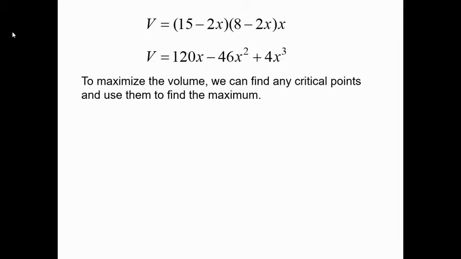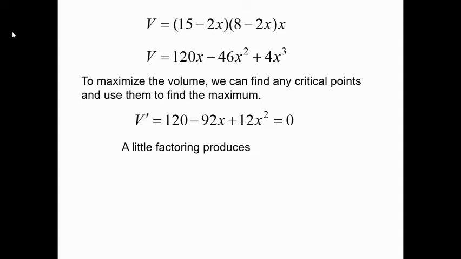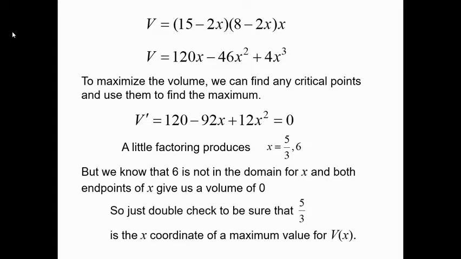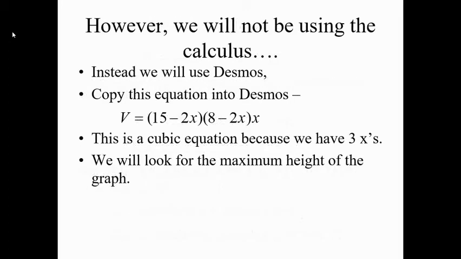To maximize the volume, we can find any critical points and use them to find the maximum. In calculus, you're able to do this by taking the derivative and then factoring what you have left. Notice that we have two x values, 5/3 and 6. But remember that we told you that the domain was between 0 and 4. So 6 is greater than 4, and we're not going to be able to use that. The only one that we have left is 5/3.